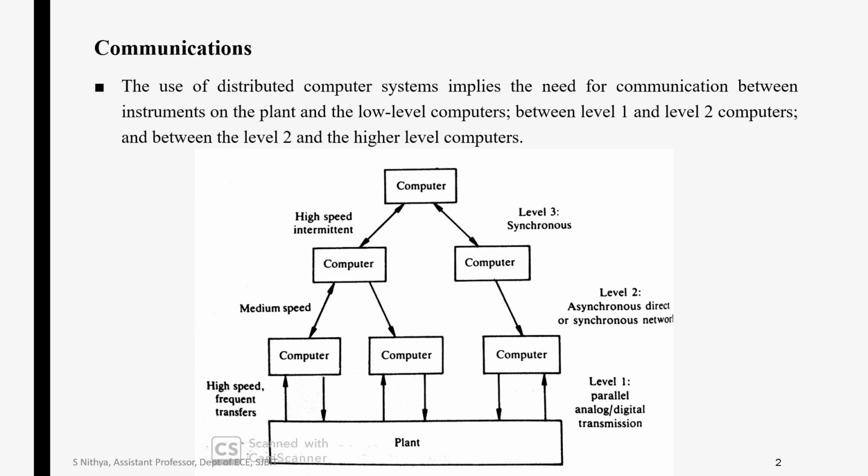Okay, so the use of a distributed computer system implies the need for communications between the instruments, the plant and the low level computers. Here you can see three levels: level 1, level 2 and level 3. Level 1 specifies the parallel analog and digital transmission. Level 2 is asynchronous direct and asynchronous network, synchronous network, and level 3 is synchronous. Here you can see a plant connected to a computer. These computers are connected to another level computer. So consider the overall industry being controlled by computers.